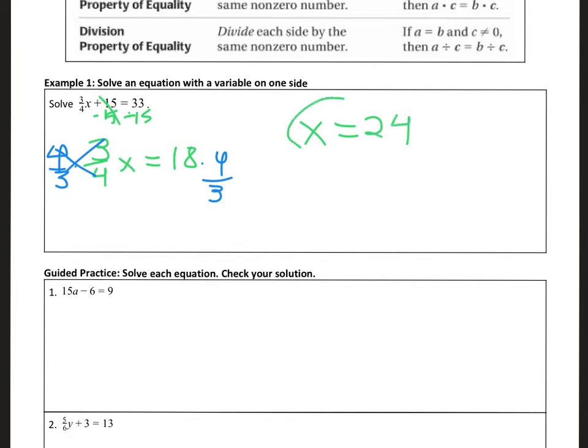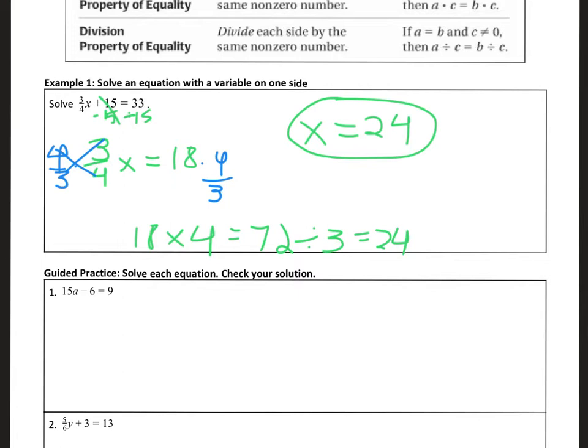24. All right? And when we're dealing with fractions, we get to a certain point where it might be numbers we can't really do mental math with, and that's fine. If you're using a calculator and you're not sure how to do this, what I would do is take 18 times 4 in my calculator, and that would be 72. So I'd hit equals, that gets 72, and then I would take 72 divided by 3, and that gives me 24 in my calculator.